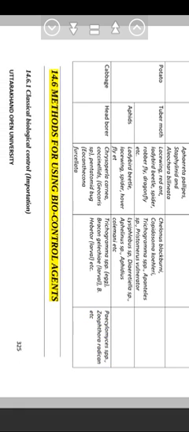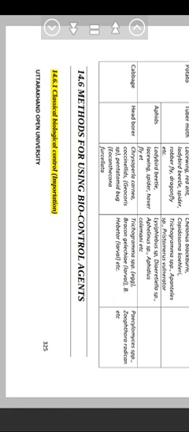14.6 Methods for using biocontrol agents. 14.6.1 Classical biological control, importation. Classical biological control, or importation, involves introduction of new natural enemies of pests to establish a new permanent population.